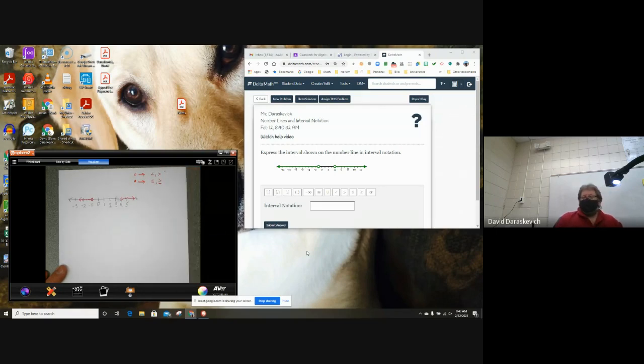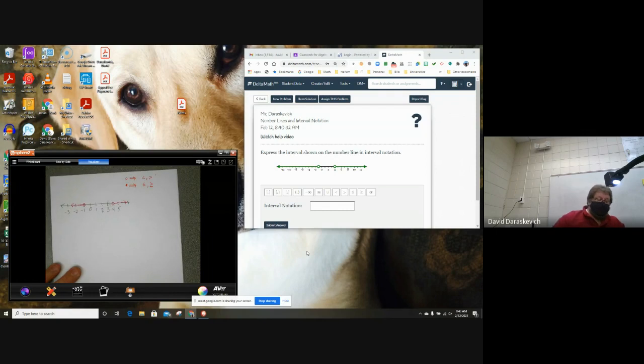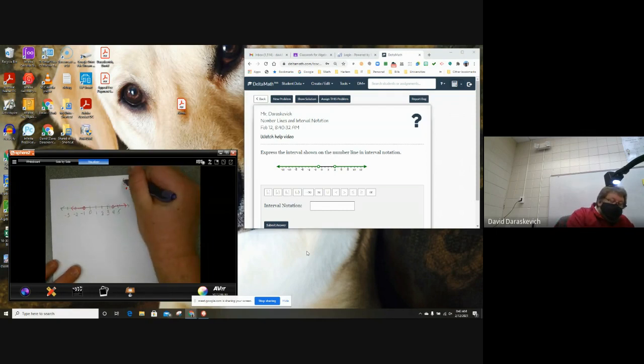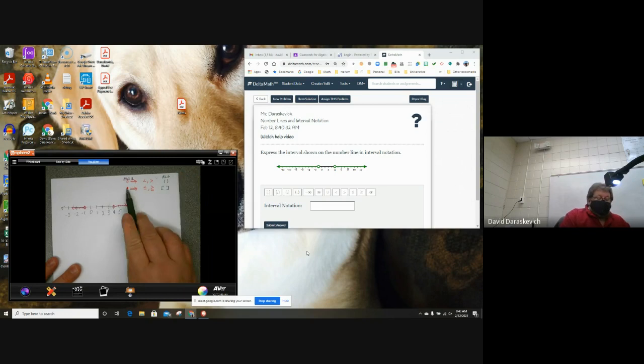Now in Algebra 2, so this was Algebra 1, in Algebra 2, we don't use open and closed circles, right? For not including it, without the equal sign, we use parentheses. With an equal sign, we use brackets. So instead of closed circles, brackets, open circles become parentheses in Algebra 2.